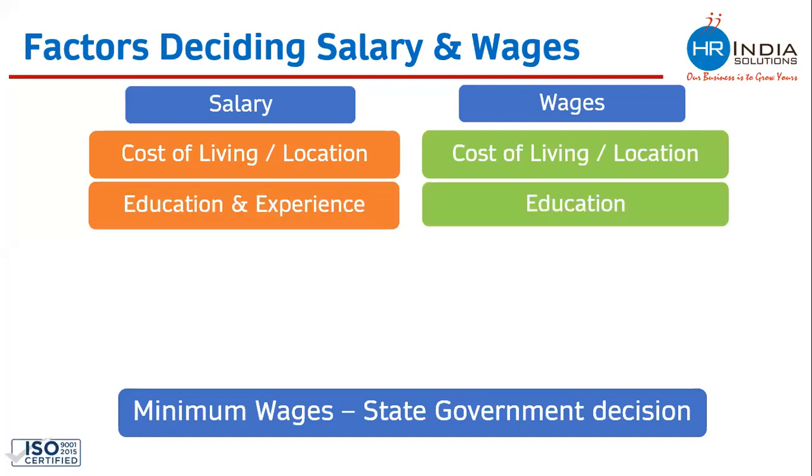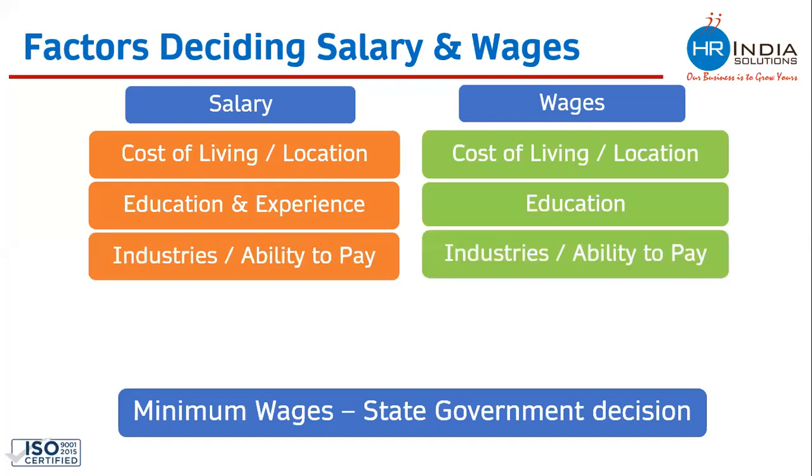Education and experience. You will see that even the management people are getting salaries on the basis of education and experience. Whenever government is releasing the circular of minimum wages, government is mentioning like this: for matriculate, this would be the minimum wages; for graduate, this would be the minimum wages; and for postgraduate, this would be the minimum wages. So even government is deciding different minimum wages on the basis of education.